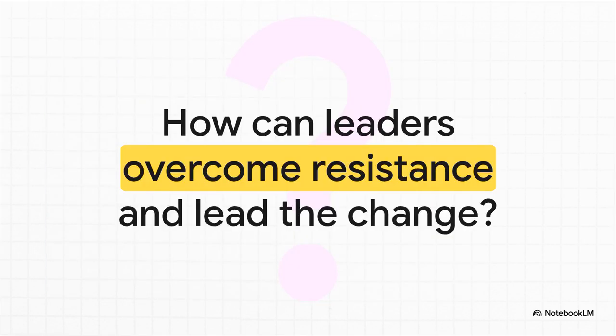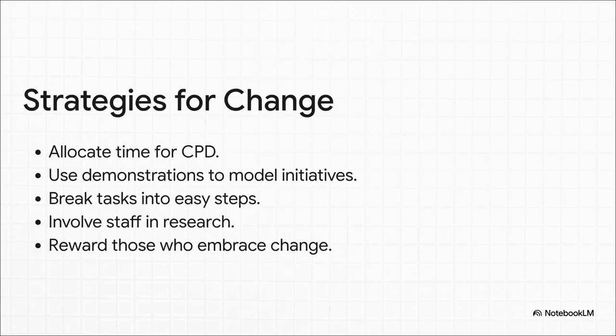How can you, as a leader, overcome this? How do you reframe the whole conversation away from what staff feel they're losing to what the entire school community stands to gain? Well, the solution is to actively remove those perceived losses, and this roadmap shows you exactly how. You allocate dedicated time so staff don't feel like they're losing their own. You model the change so it's not some scary unknown. You break it all down into small, easy steps, and crucially, you involve your staff in the process and reward their engagement. That's how you turn resistors into champions.